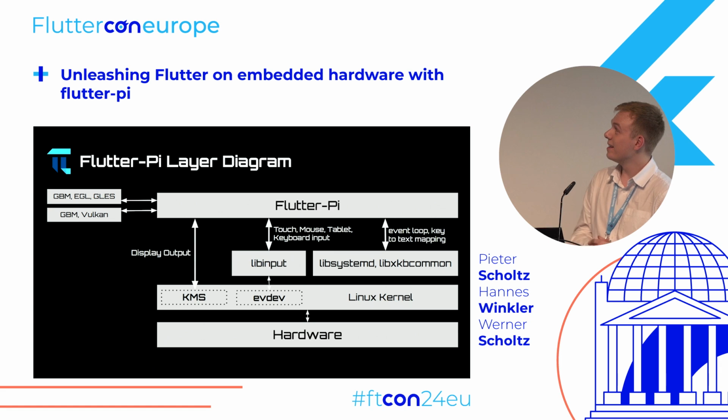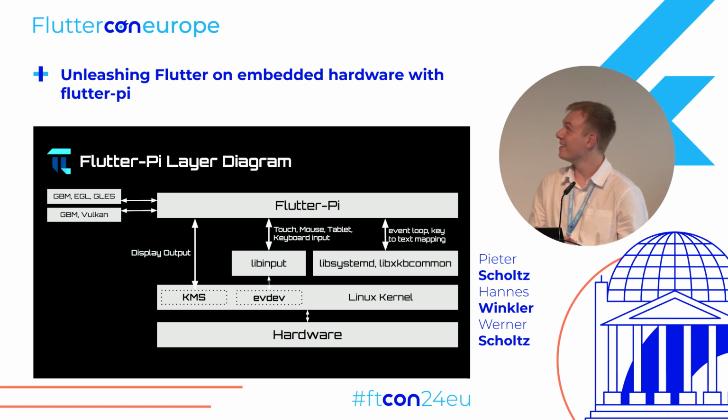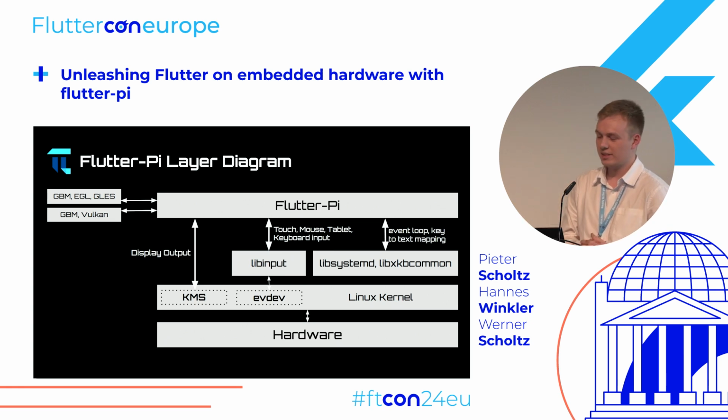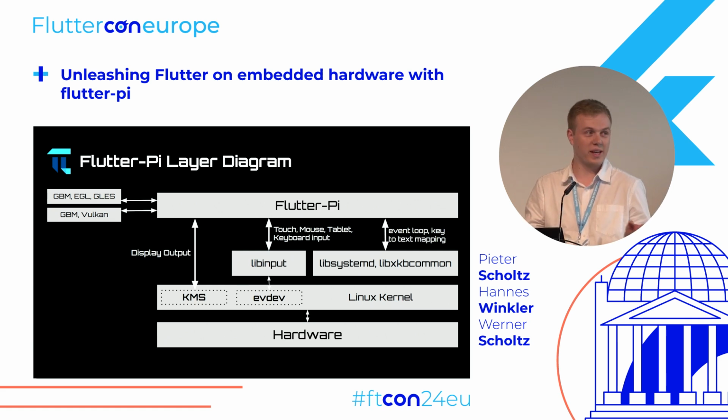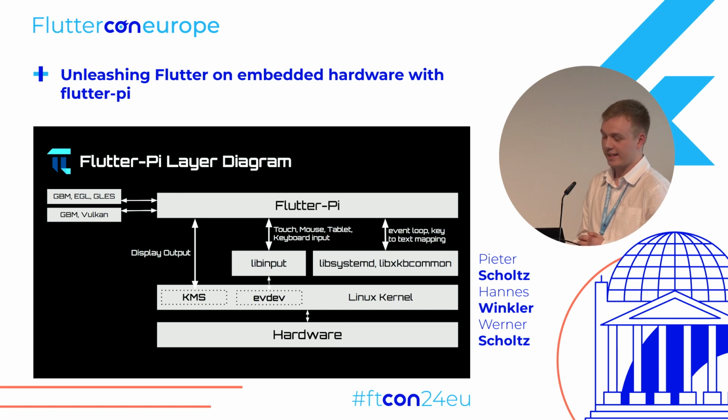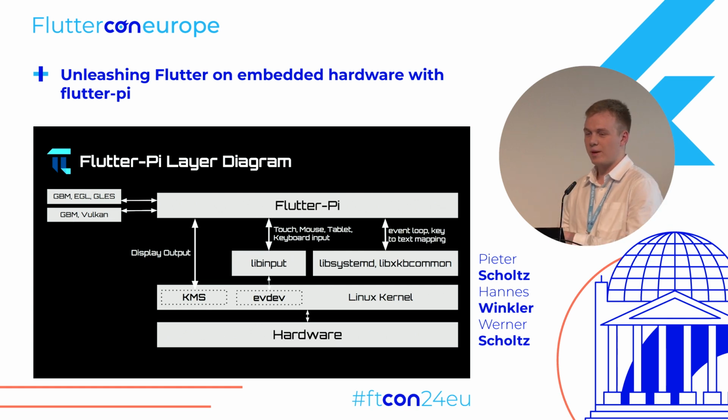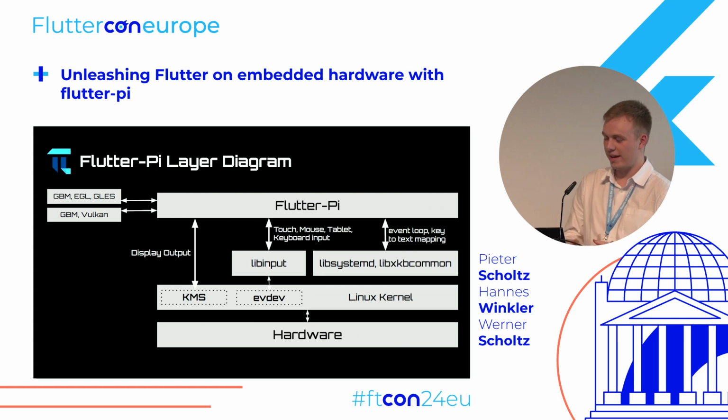So there's no indirection there. And the touch input first comes of course from the Linux kernel, and then it goes to something called libinput, which is used by all major Wayland compositors too. And so yeah, that just makes it a bit easier to use input from the kernel directly, and also handle some device quirks, stuff like that. And the event loop is provided by libsystemd, and the key to text mapping is done by something called libxkbcommon.